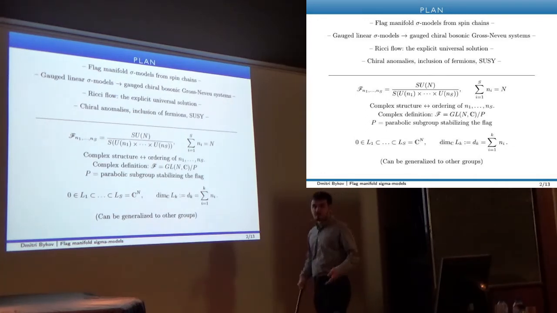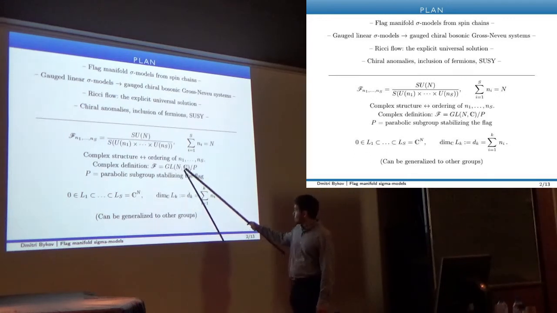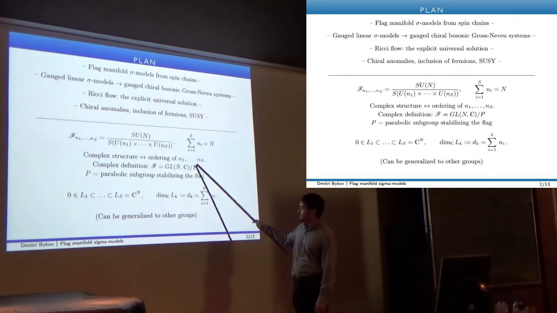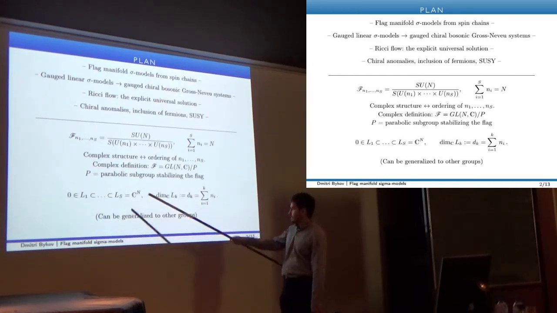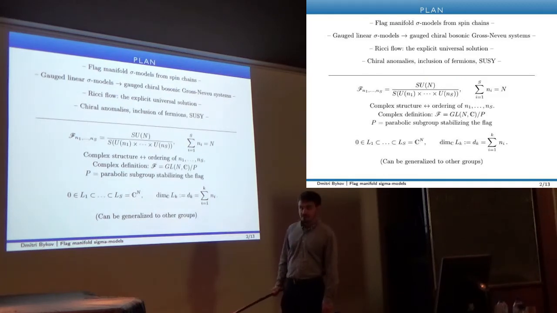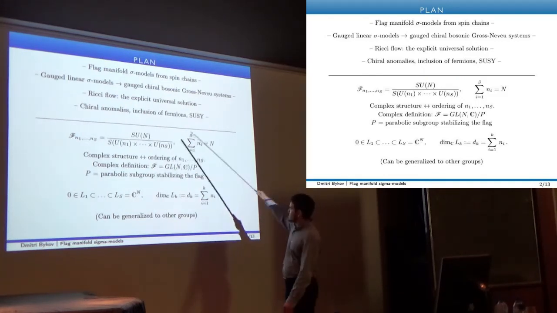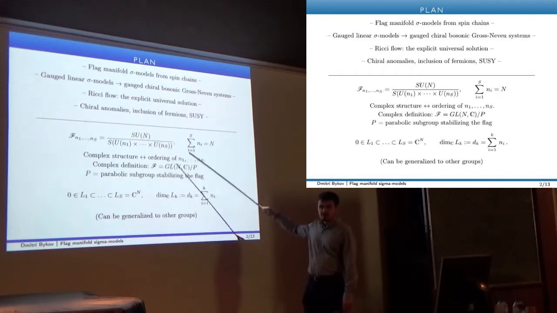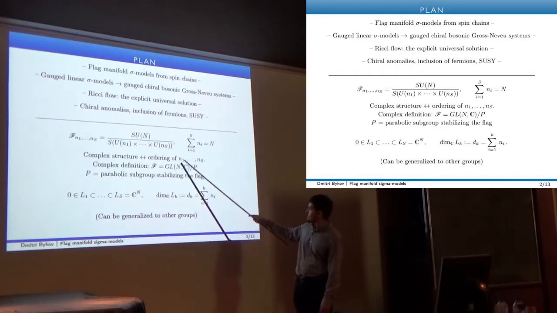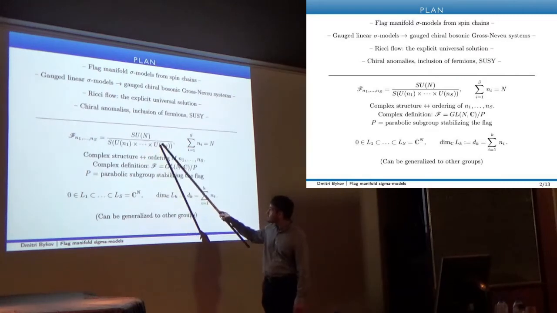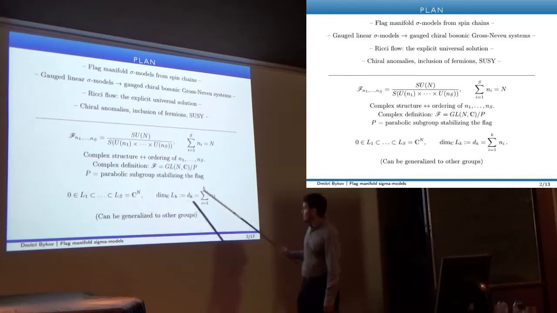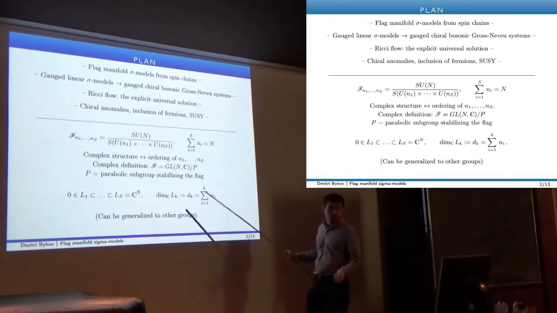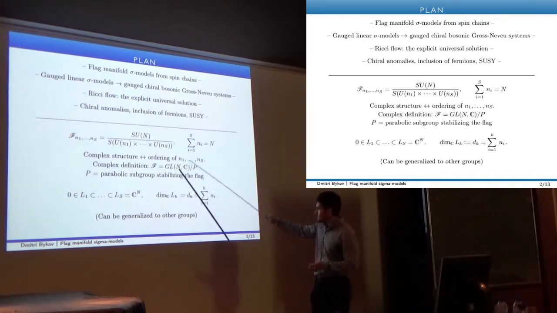For example, if you open a complex geometry textbook, it tells you that it's the quotient of a general linear complex group by a parabolic subgroup, which stabilizes a given flag. A flag is a nested sequence of linear subspaces in C^N. There is a relation between these two definitions, which corresponds to picking a complex structure on this flag manifold, which is really the ordering of these n1 through ns integers. The relation is that the dimensions of these nested complex flags are the partial sums of these n's, and in which order you take the partial sums, that's basically the complex structure. That's additional data that you have to pick.